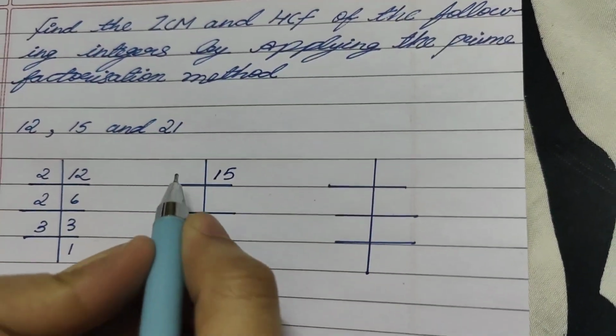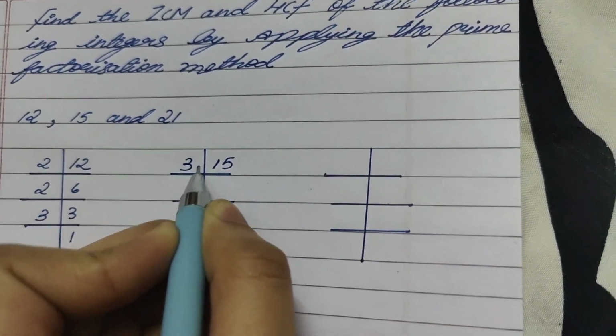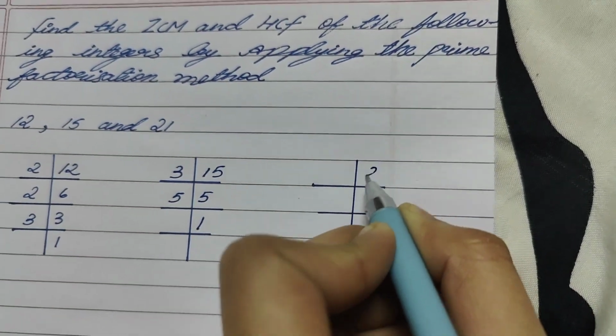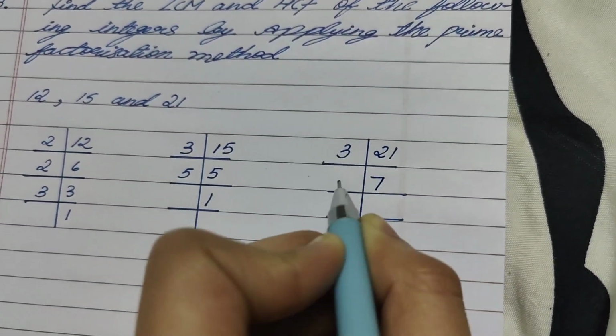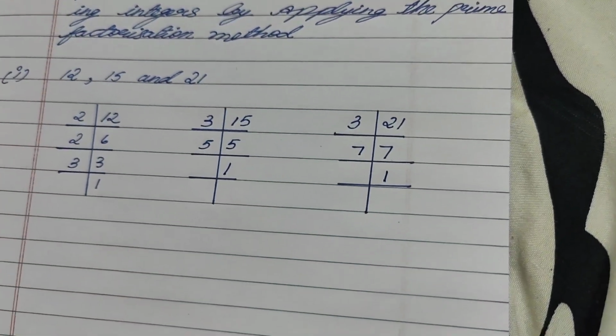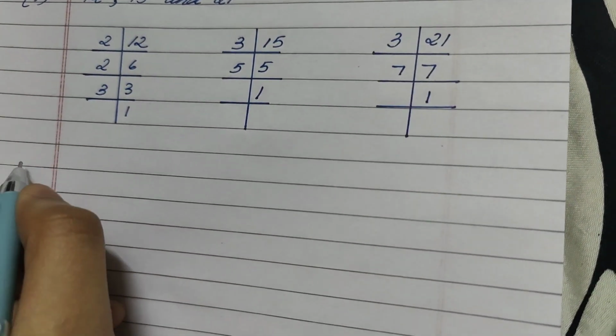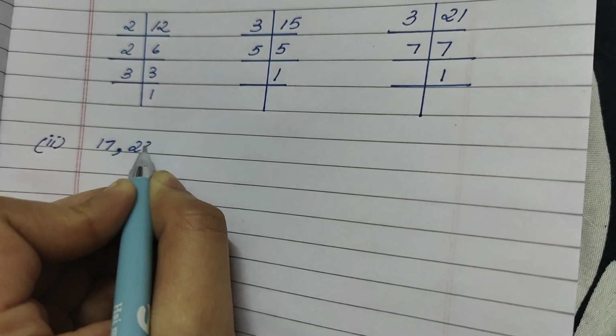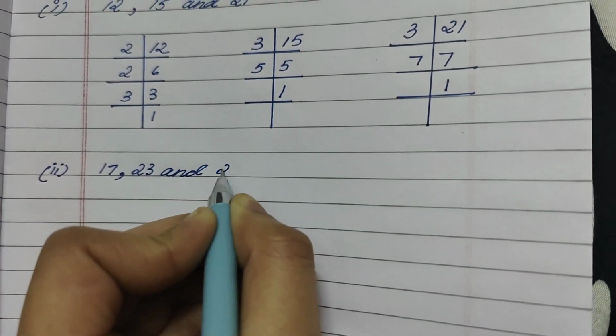So let's get started. It is divisible by 3, 5, then 5, then 1, then 21, then 3, then 7, then 7, then 1. Now the other number, that is the second part: 17, 23 and 29.